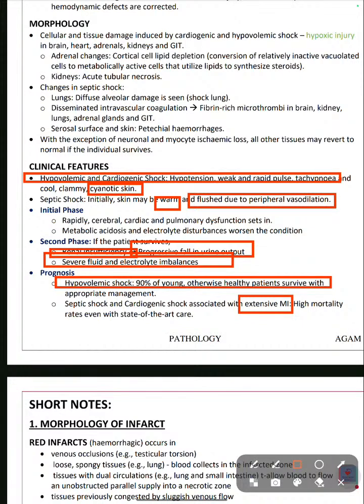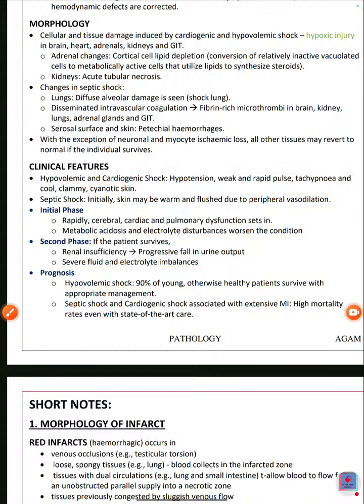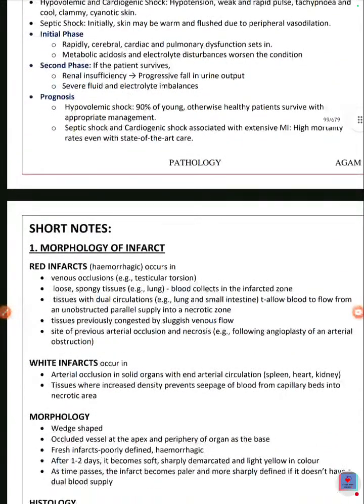So the prognosis in hypovolemic shock: 90% of young, otherwise healthy patients survive with appropriate management. Septic shock and cardiogenic shock associated with extensive MI have high mortality rates even with state of the art care. Metabolic acidosis and electrolyte disturbances worsen the condition rapidly, and cerebral, cardiac, and pulmonary dysfunction sets in.